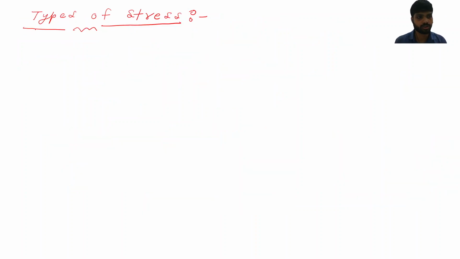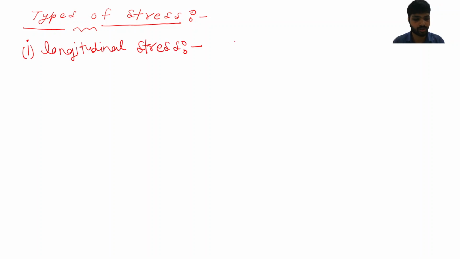So the other point which we will study is types of stress. Stress is of two types. The first is longitudinal stress and the other one is shearing stress, which is also called tangential stress. We will start with longitudinal stress. Longitudinal stress is of two types: the first is tensile stress and the other one is compressive stress. These are differentiated on the basis of the force, whether it tries to extend the length of the body or tries to compress it or reduce its length.